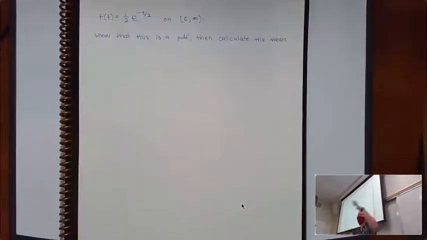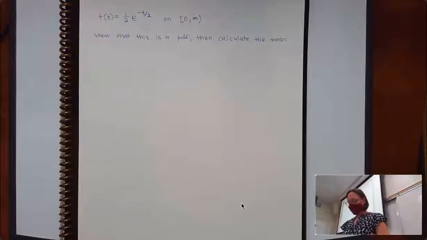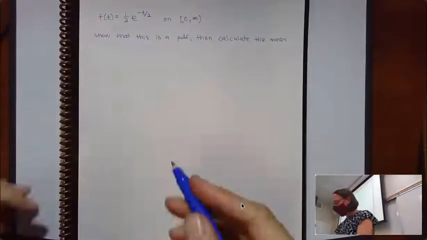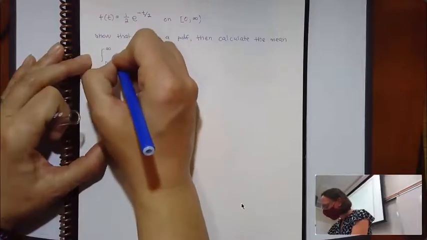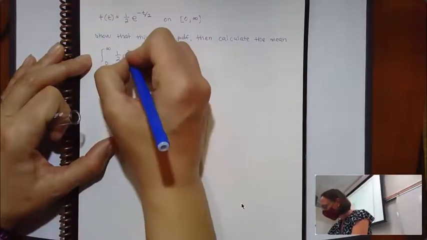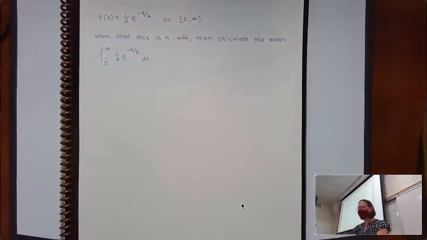Okay, we're going to get to practice all kinds of stuff here. So let's start with showing that it is a probability density function. To show that it's a probability density function, I need the integral from 0 to infinity of 1/2 e to the negative t over 2 dt. I need to show that that is equal to 1.